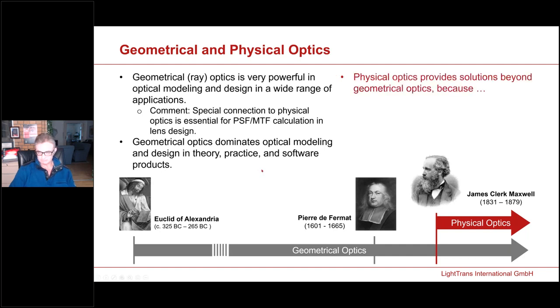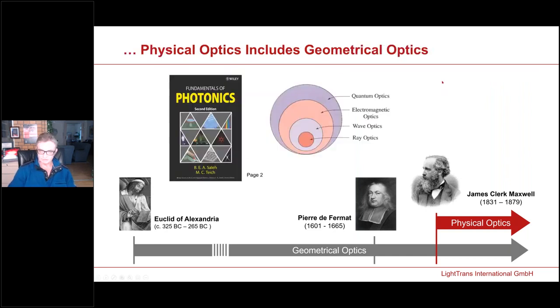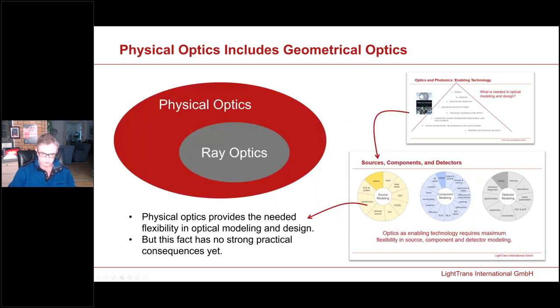That's a matter of fact. On the other hand, and that's also a fact, physical optics provides solutions beyond general optics. So it gives us the idea, the expectation to have a higher flexibility because, and that's a matter of fact, physical optics includes general optics. That's just true. And here's just a picture from the book, page number 2. And that means we have the situation that we can say physical optics includes ray optics. And physical optics by that is an extension of ray optics.